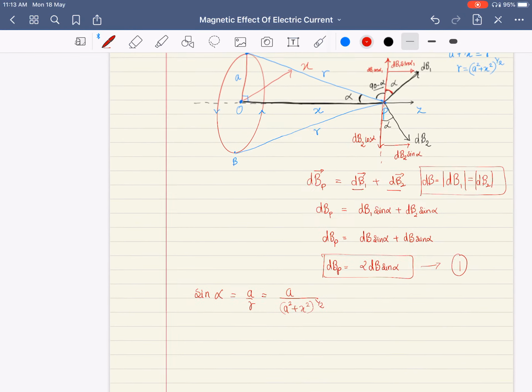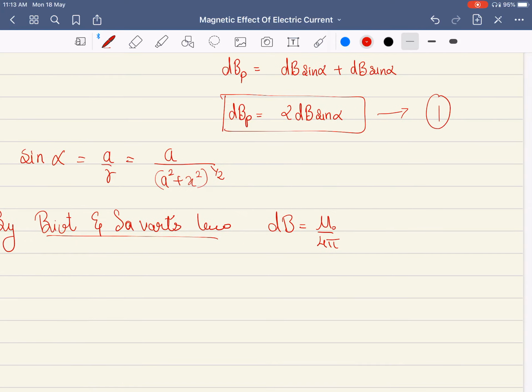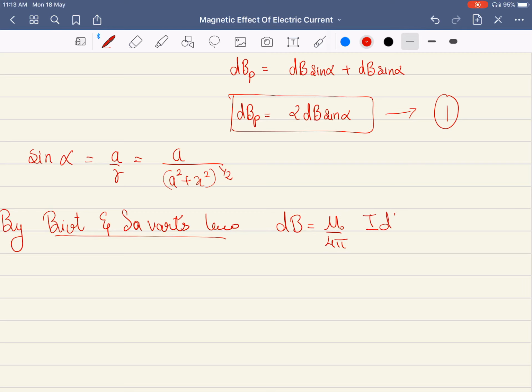Now, about the magnetic field delta B, by Biot-Savart's law, we can say that the small amount of magnetic field is mu naught by 4 pi, I dl upon r square.